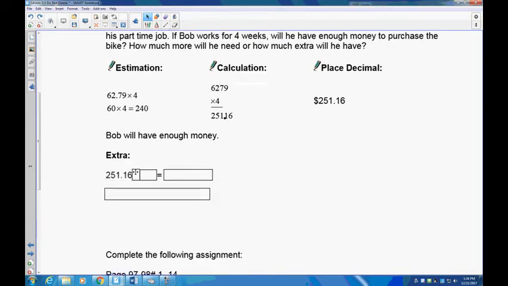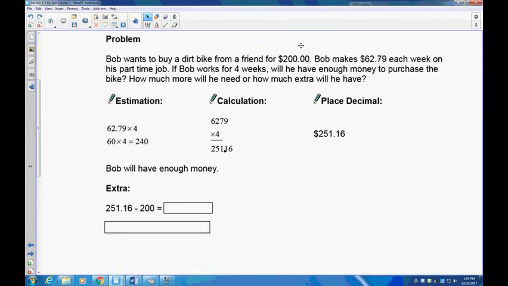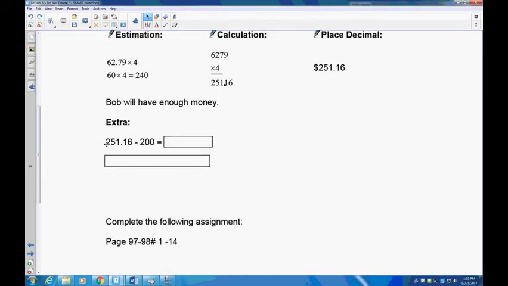So, will Bob have enough money? The answer to that question is, he needs 200 bucks, and he has 251. So will he have enough money? Yes, he will. Now, how much extra will he have? We have to take 251.16 and subtract 200 from it. He's going to have $51.16 extra. So Bob will have $51.16 extra after he purchases his bike.